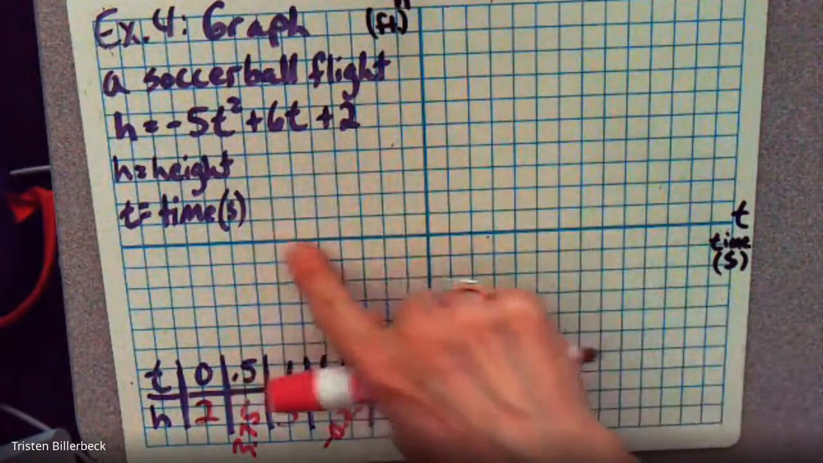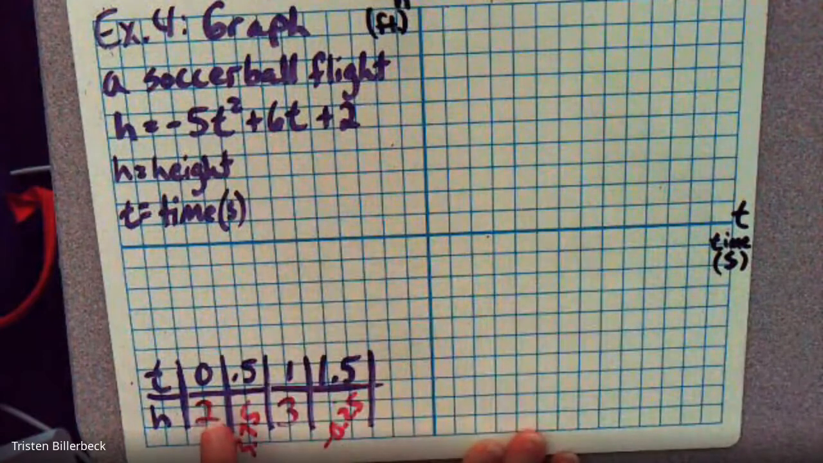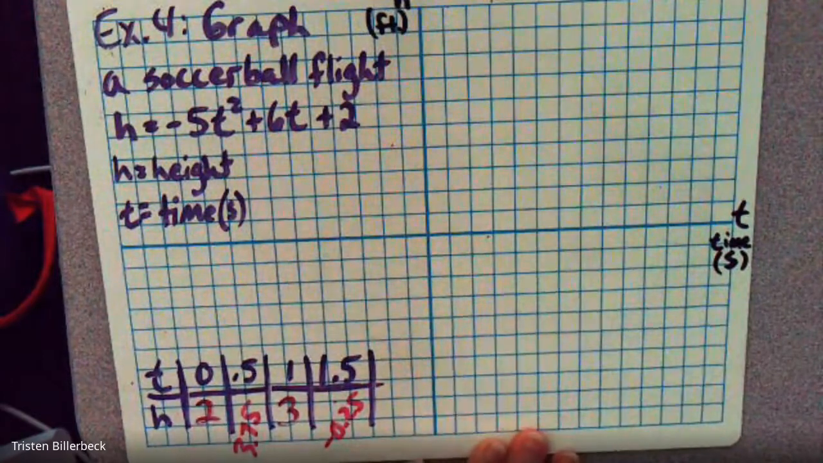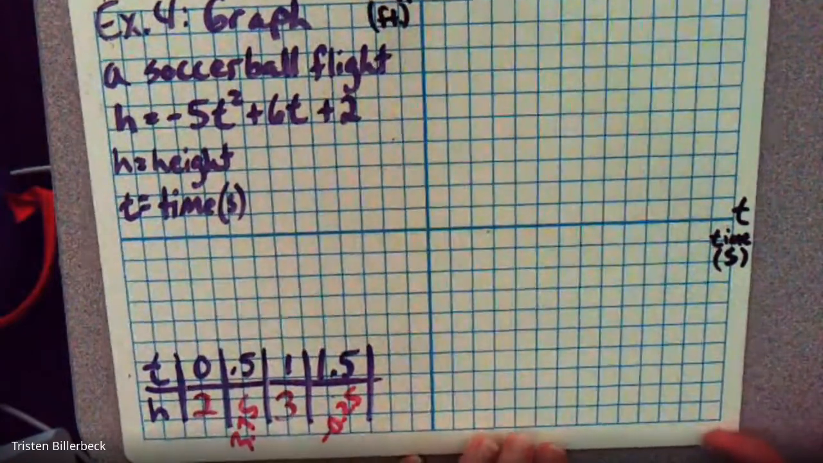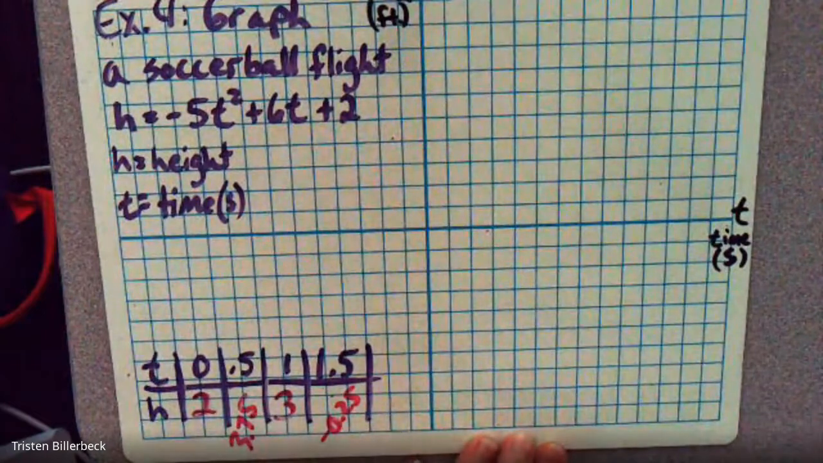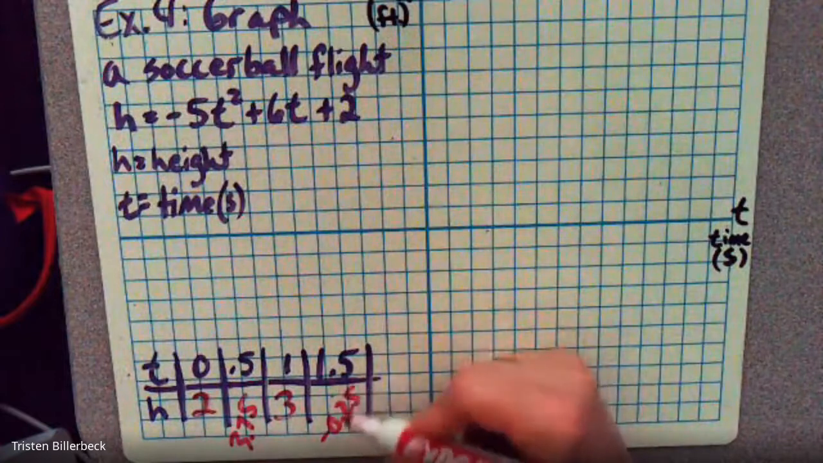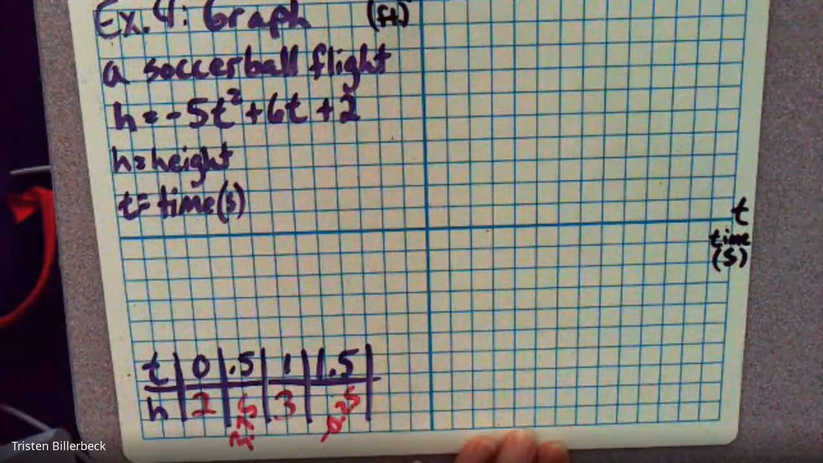Okay, so anyway, time. Why am I not going to do any negative time? Do we have such a thing as negative time in real life? No, there's no such thing as negative time. So we can't do negative time, we can't do negative height. So we can use this point, though, to kind of guesstimate where it hit the ground.